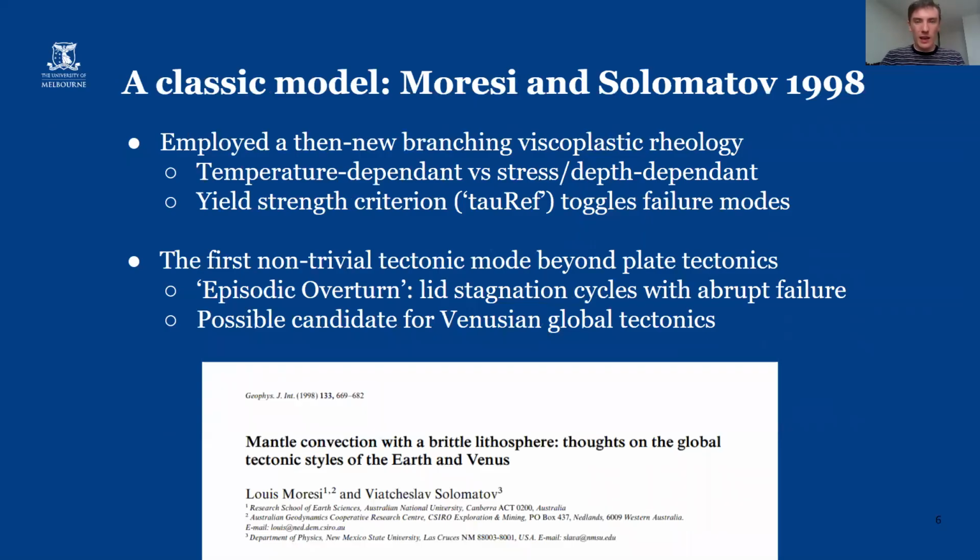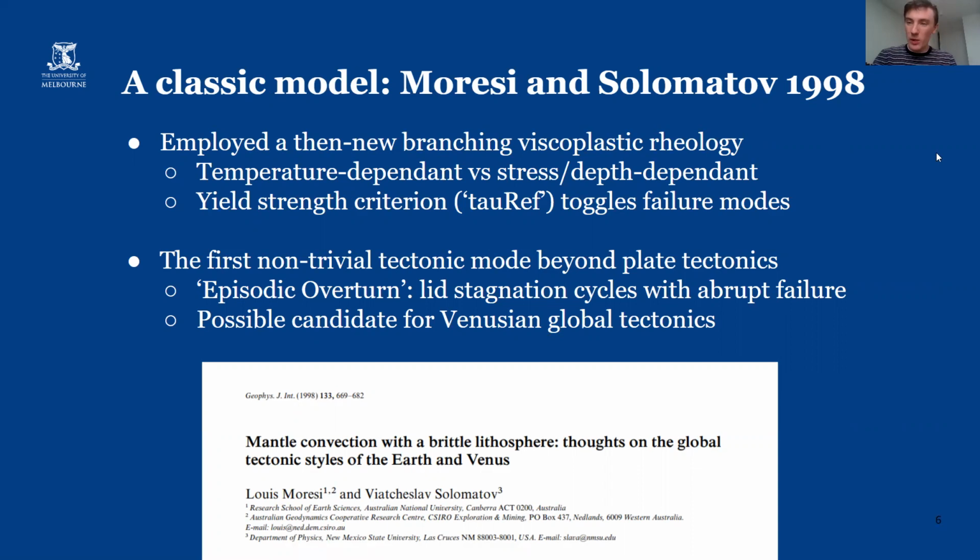So here's our model. It's the Moresi and Solomatov model of 1998. It's the classic. We've all seen it. It employed what was then a brand new branching viscoplastic rheology, where there's a yield strength criterion that toggles between an exponentially temperature dependent viscosity and a purely stress dependent viscosity. It's the first non-trivial tectonic mode to be discovered beyond plate tectonics.